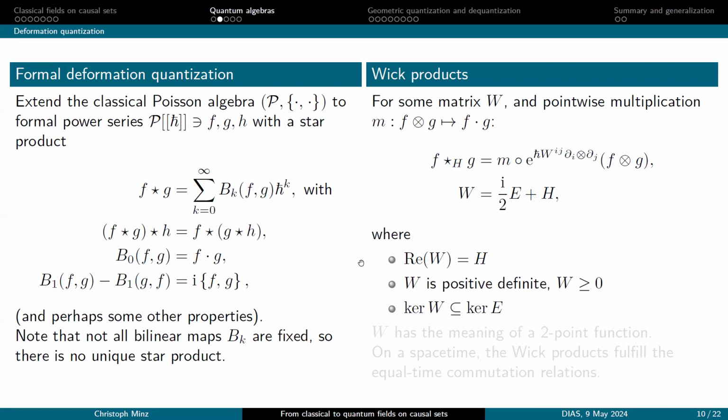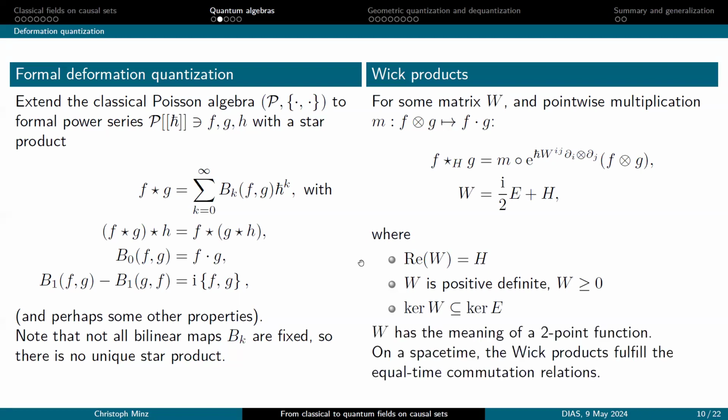And they are a bit more abstractly written here with some real part H, capital H, and then for the setting which I want to focus on most, you have these given as matrices. So this W is in fact something like a 2-point function, and that is constructed from this E, the Pauli-Jordan operator we have seen earlier, and some other real part H.